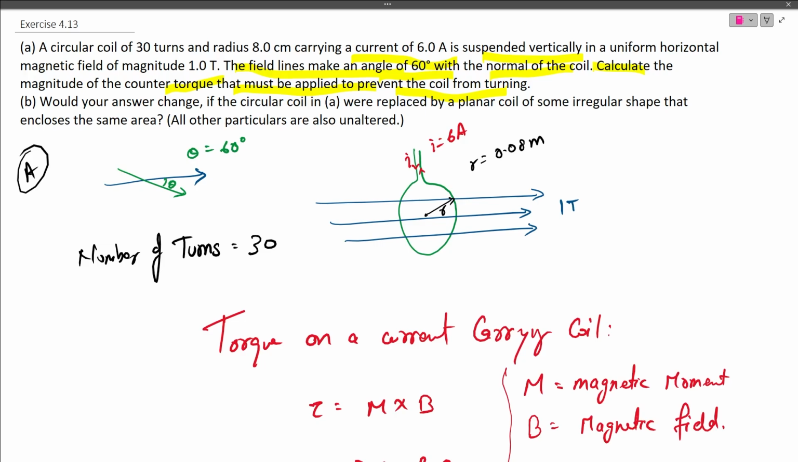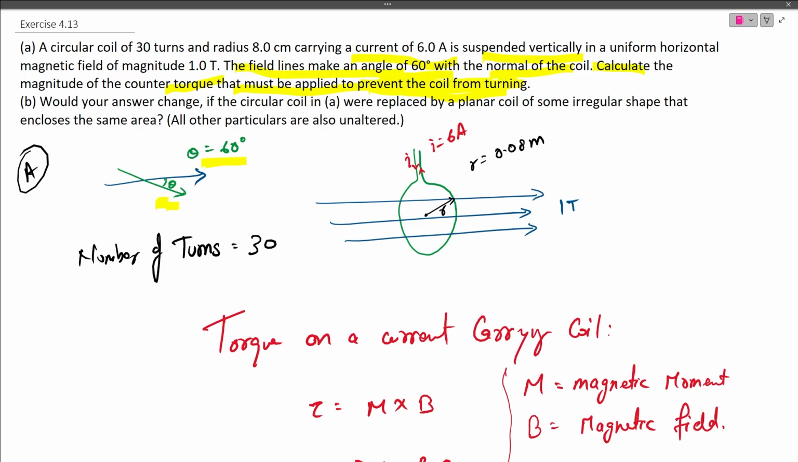In this question, there is a coil that is suspended vertically in the uniform magnetic field, and its area vector is pointing 60 degree with the magnetic field, and we have to find out how much torque would be required to prevent it from turning. So basically we have to find out what is the torque that is being applied on the coil.